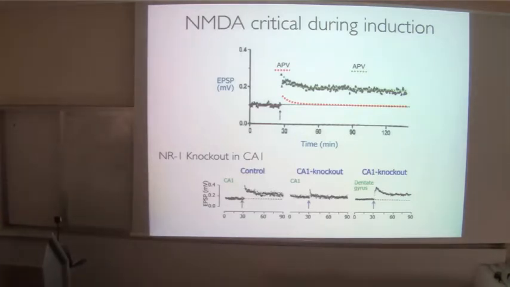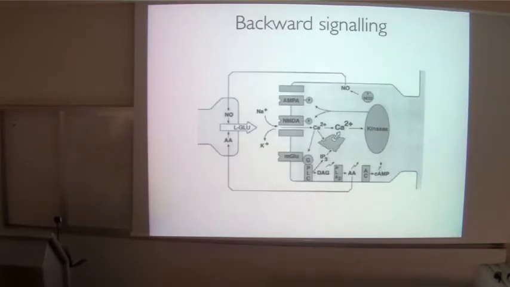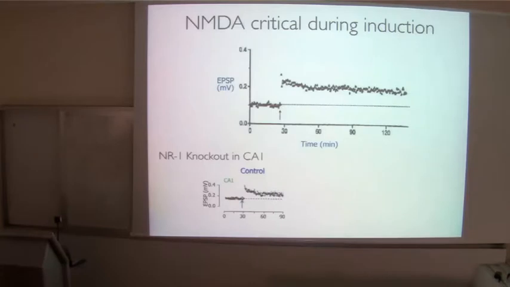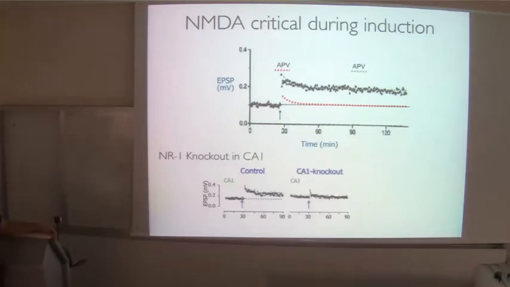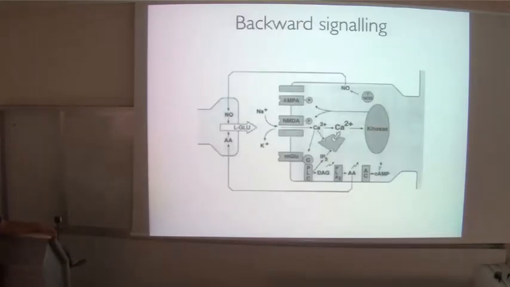Yes? In the top picture, when is the APV administered? Here it is administered in the green one, somewhere here during the testing, after the induction of LTP. I just wanted to ask about the top subunits. Are they different genes, or is it alternative splicing or something? I think there are different genes, but I'm not sure. It could be alternative splicing. We can check that later.